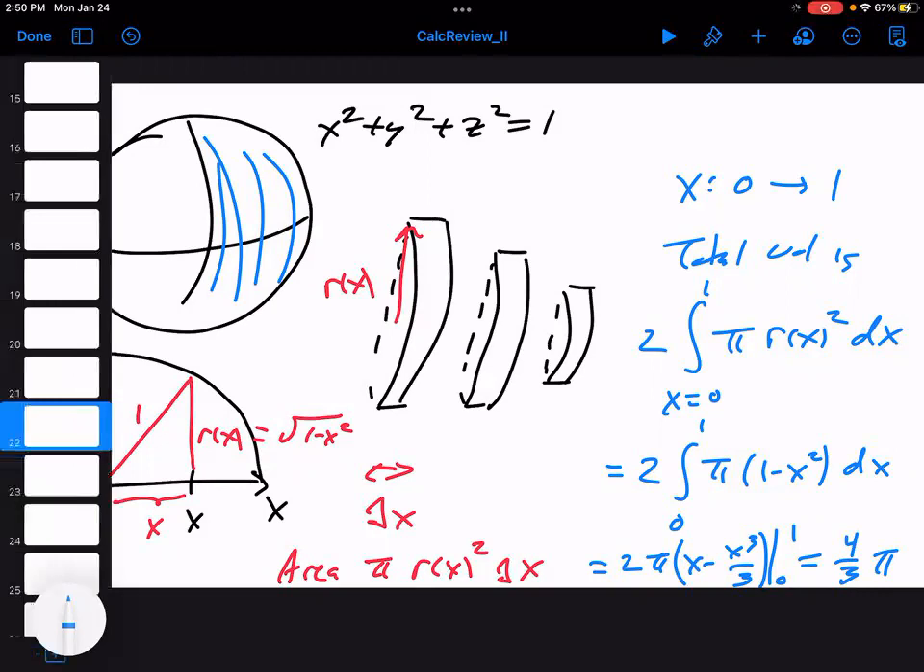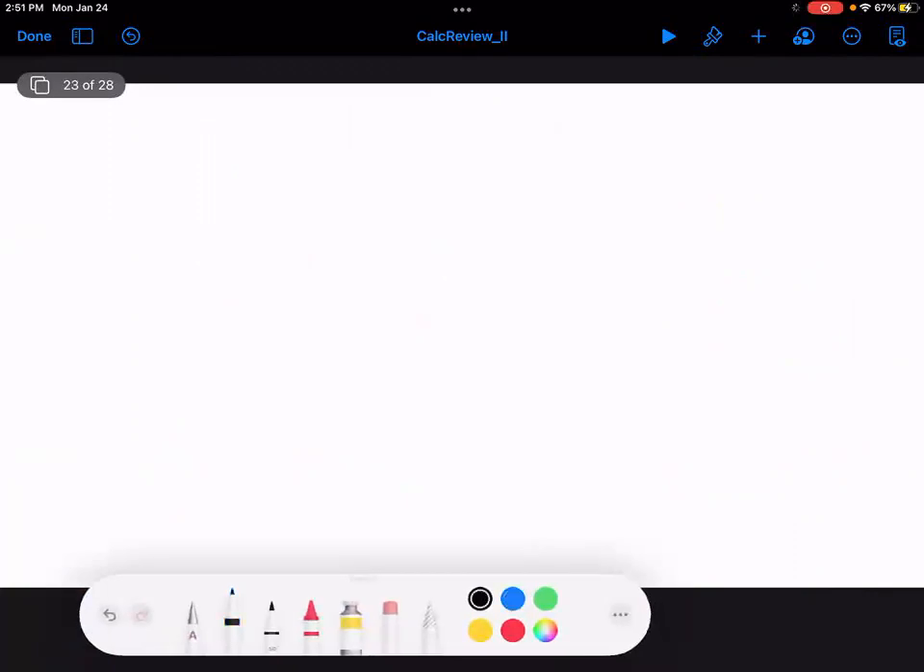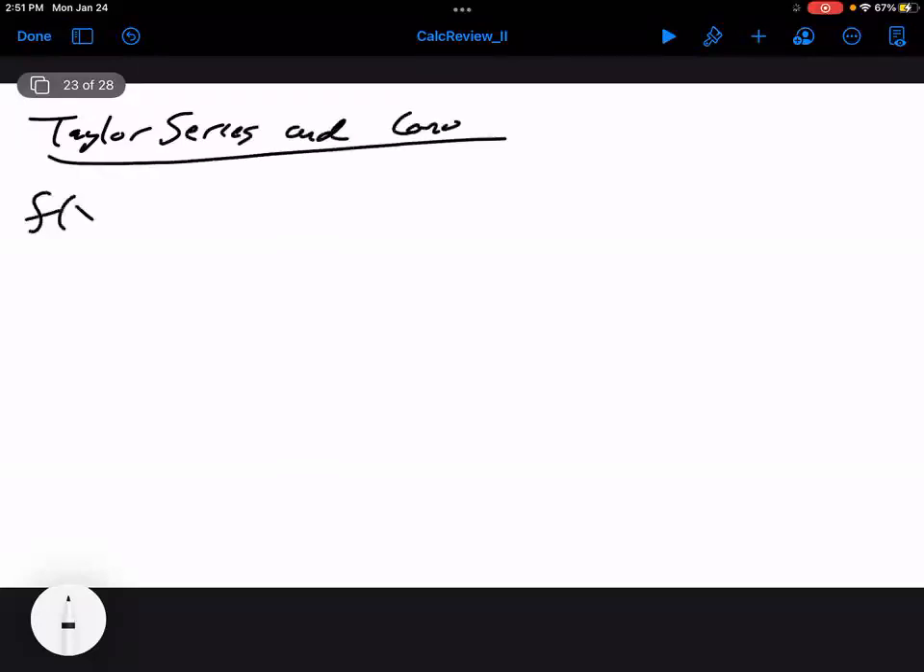So the last major theme in Calc 2 is basically Taylor series and convergence. And so we'll just end today talking a little bit about Taylor series and convergence. So the idea is you're given some function f of x, and you want to approximate it by a polynomial.